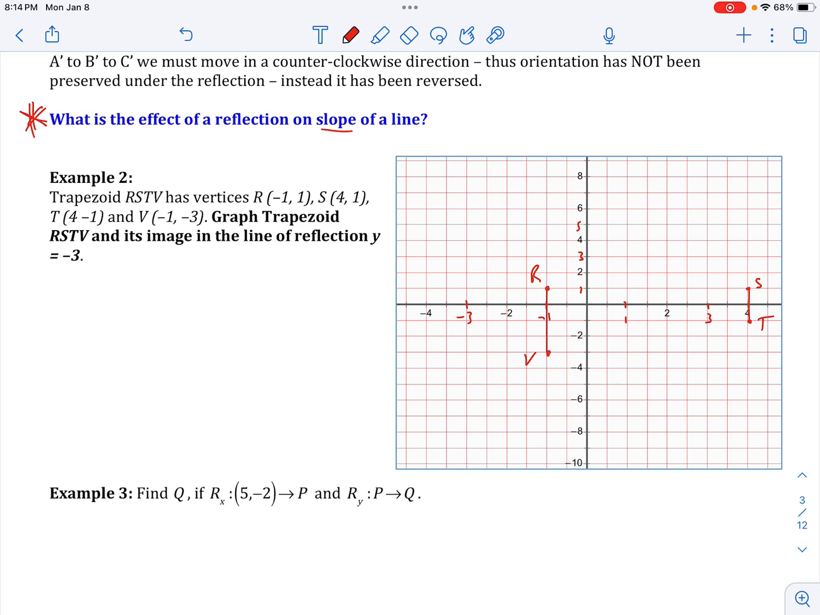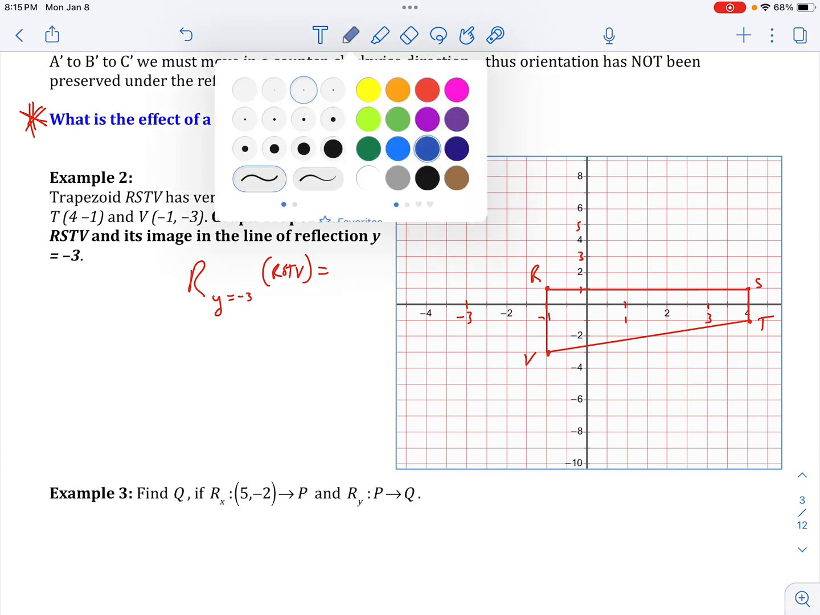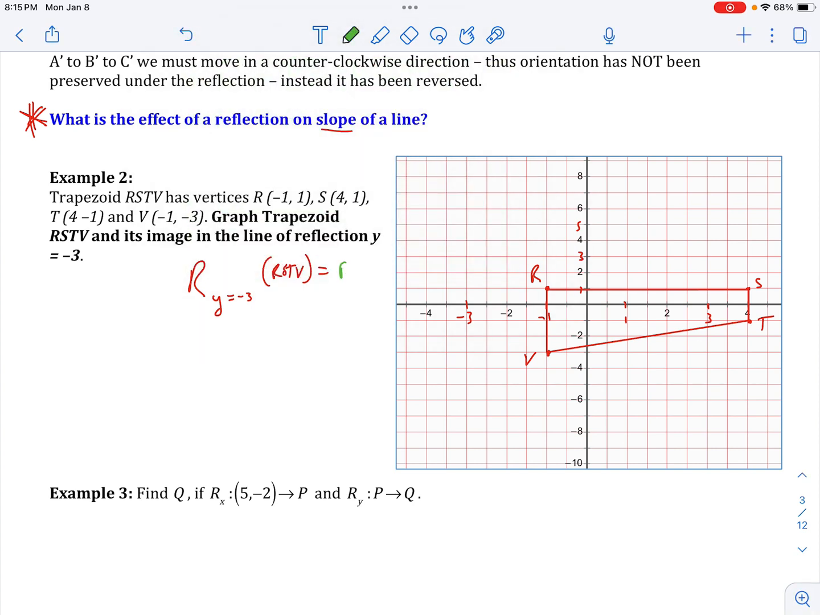That line is parallel to that line. Maybe red on red is hard to see. Maybe I should do this a different color. I'll change color when I do the image. All right, that's a trapezoid. I'm supposed to reflect this, and I'll use the notation here. Reflect this over the line y equals negative 3. RSTV, I'm going to call that. Let's use a color that's not on there. How about green? R prime, S prime, T prime, V prime.